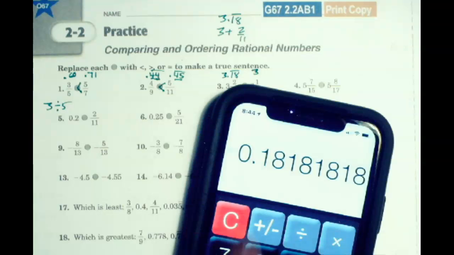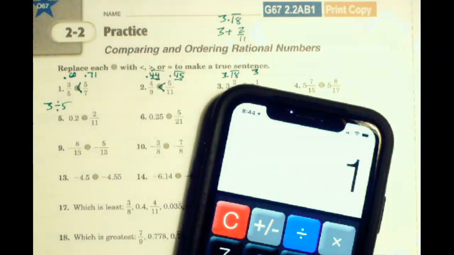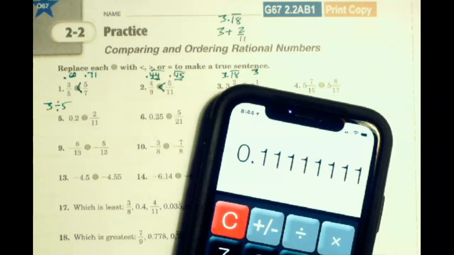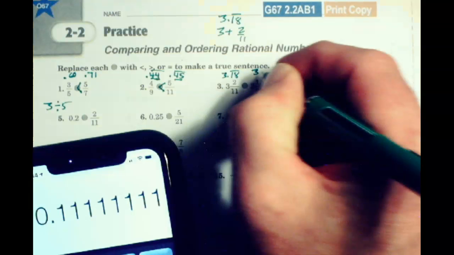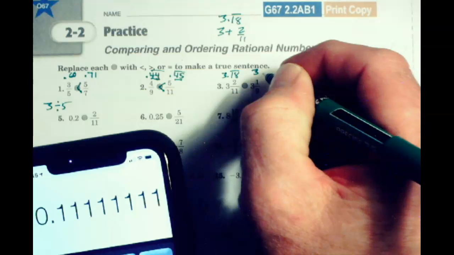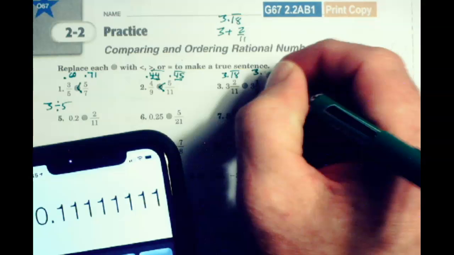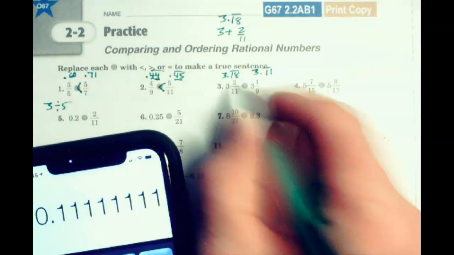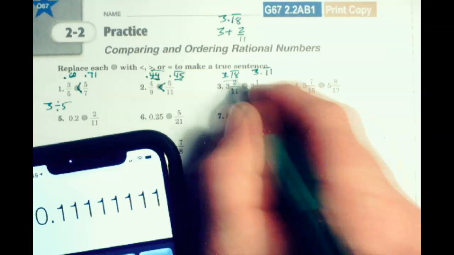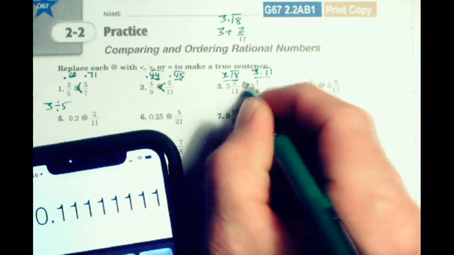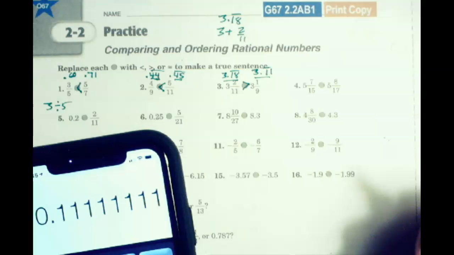And 3 and 1/9, well, again, there's that pattern. This is 3, and 1/9, 1 divided by 9, is simply going to be 0.11111. There's a pattern there. 1/9 is 0.1111. 2/9 is 0.2222, and so on. Okay, so I'm going to make this money to make it easier to compare. I got $3.18 here. I've got $3.11 here. This is definitely bigger.